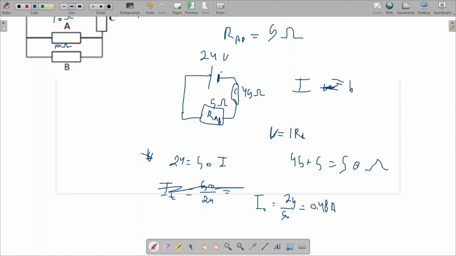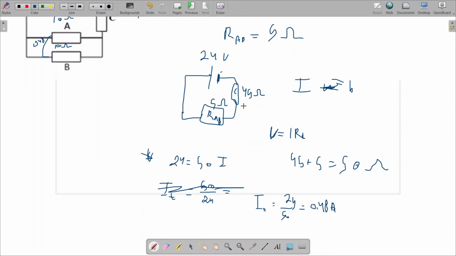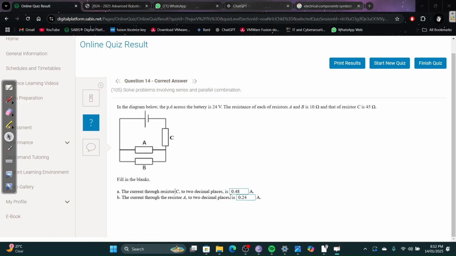Now this is the total current. So as I said before, the total current is equal to the current in every component device when the circuit is in series. What this means is that the current in AB, across both of them, is also going to be 0.48. And this also means that the current in C is going to be 0.48, and that's the answer to part A. So A is 0.48 amperes.